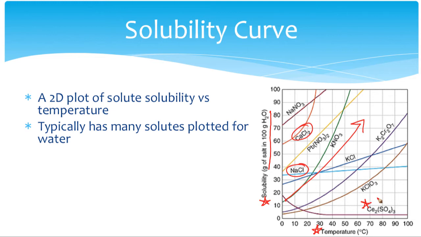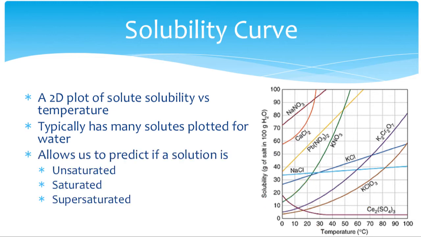The explanation as to why cerium sulfate doesn't follow the pattern of increased solubility at increased temperatures is a little beyond the scope of our class, but just keep in mind, like so many things, there are other factors and forces at play in cerium sulfate that are absent with most compounds that cause this variation. We can then use this solubility as a tool to predict whether a solution is saturated, unsaturated, or supersaturated.